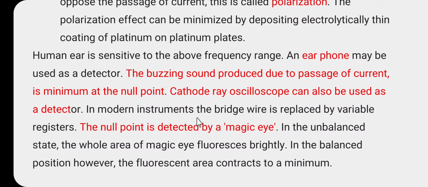Then in the modern instrument, the bridge wire is replaced by variable resistors. The null point is detected by the magic eye. On the front panel of the instrument there is a magic eye, and in the unbalanced state the whole area of the magic eye fluoresces brightly. In the balanced position, the fluorescent area contracts to a minimum. So with the help of the magic eye we can detect the end point or the balance point in the conductometer. These are the three detectors which we can use in the conductometer.